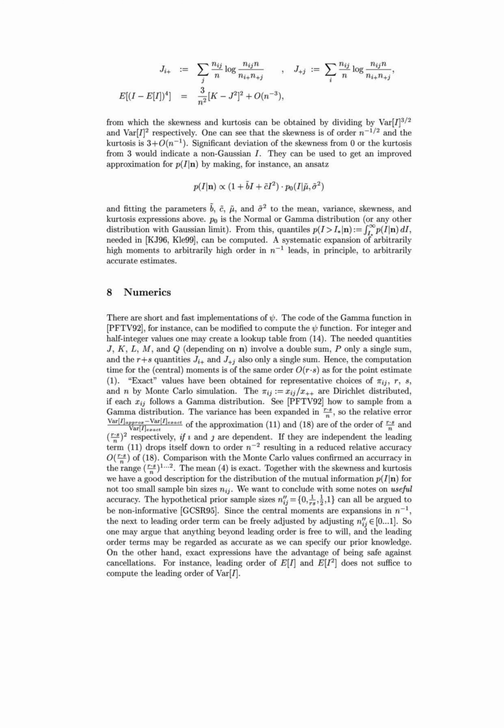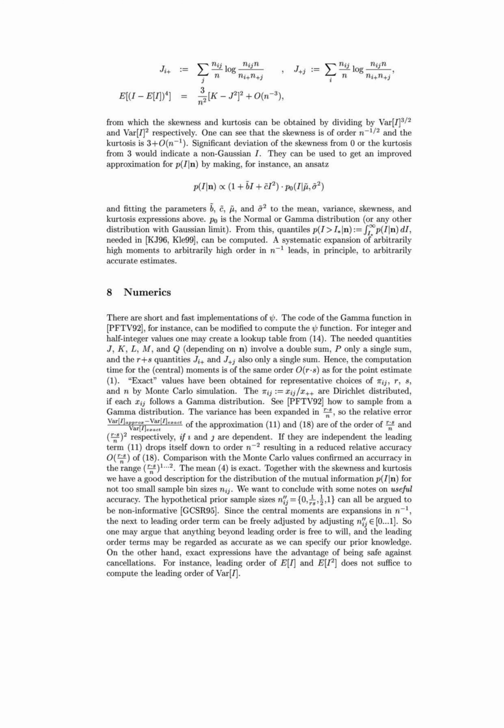A systematic expansion of arbitrarily high moments to arbitrarily high order in 1/n leads, in principle, to arbitrarily accurate estimates. Numerics: there are short and fast implementations of the function. The code of the gamma function can be modified to compute this function. For integer and half-integer values, one may create a lookup table.